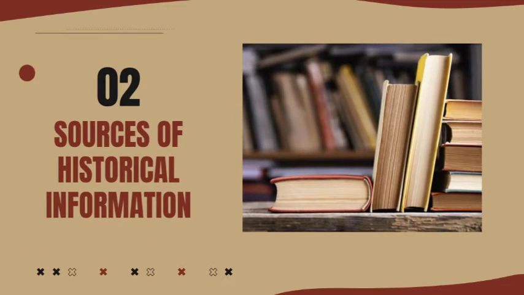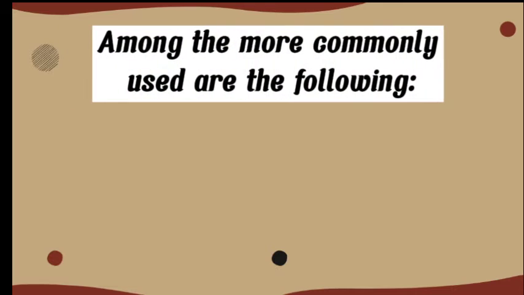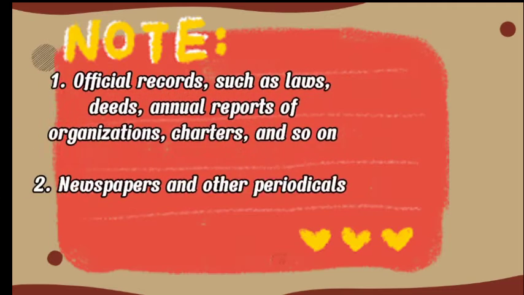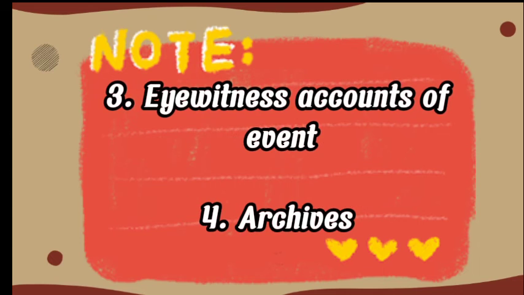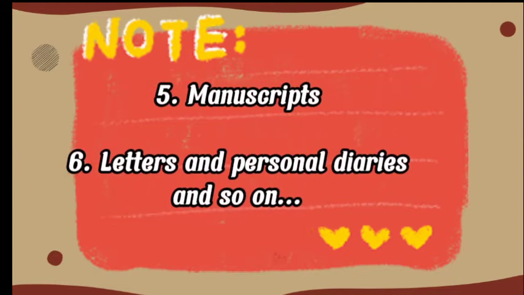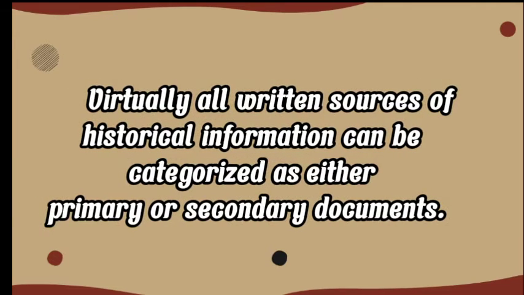Sources of historical information. The data gathered in historical research can come from a wide variety of sources. Among the more commonly used are the following. 1. Official records, such as laws, deeds, annual reports of organizations, charters, and so on. 2. Newspapers and other periodicals. 3. Eyewitness accounts of events. 4. Archives. 5. Manuscripts. 6. Letters and personal diaries. Virtually all written sources of historical information can be categorized as either primary or secondary documents.